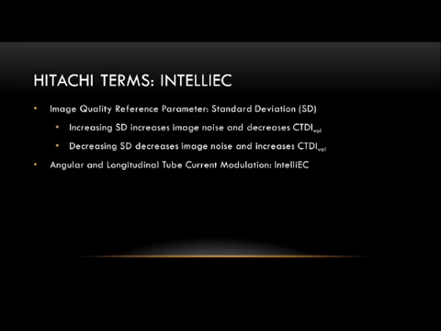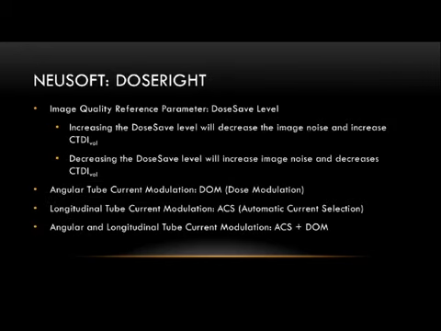Hitachi's parameters, what their acquisition scan parameters are known as, they call their image quality reference parameter the SD, or standard deviation. If you increase it, it'll increase the noise and generally decrease the CTDIvol. Again, everything else held constant. And the converse is true. And their combination of angular and longitudinal tube current modulation is called IntelliEC. And I don't have any images to show for them.